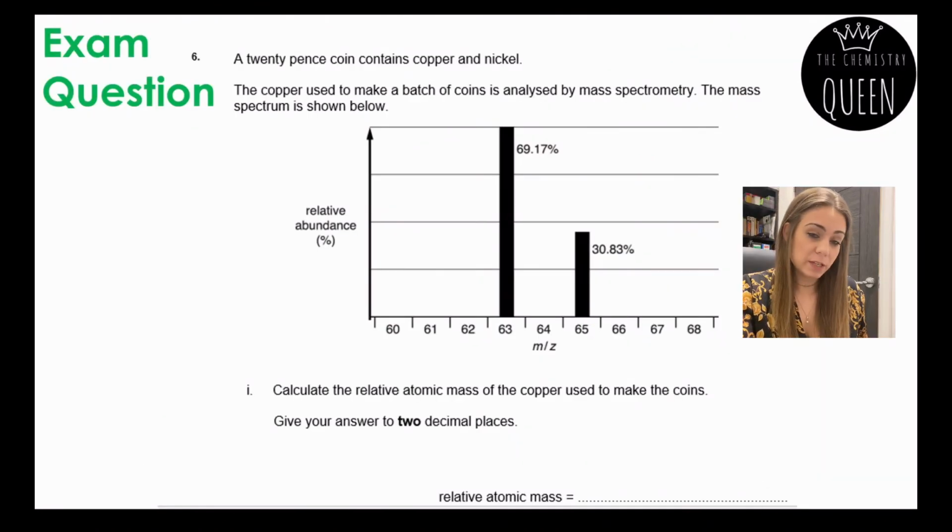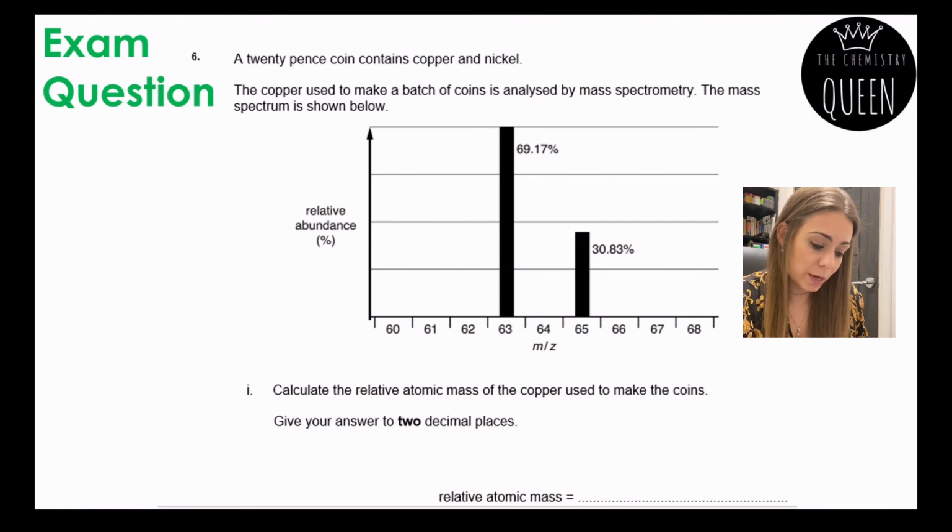To finish off the video, we're just going to go through a quick exam question. So here we have a question. A 20p coin contains copper and nickel. The copper used to make a batch of coins is analysed by mass spectrometry. The mass spectrum is shown below. So here we've got the mass spectrum. Calculate the relative atomic mass of the copper used to make the coins. Give your answer to 2 decimal places.